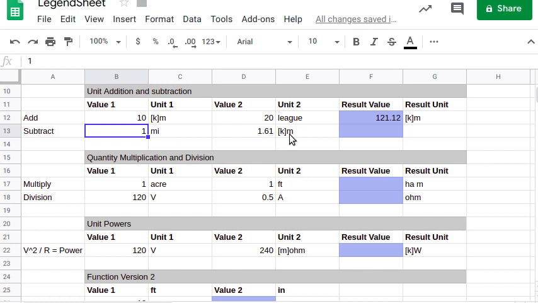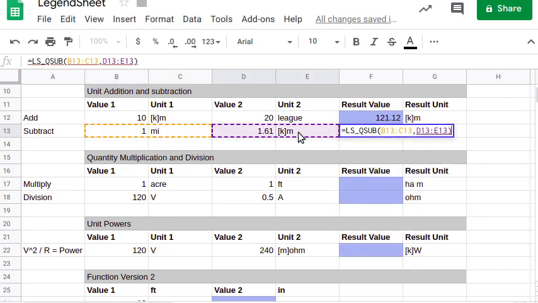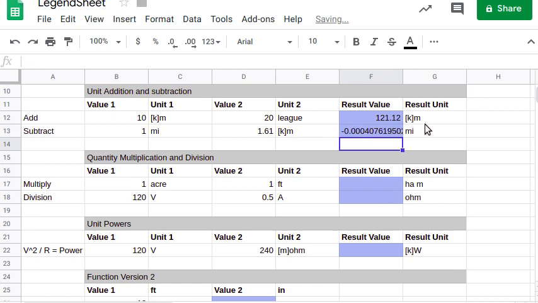Here I have two units that should be pretty close together. If I were to tell someone how big is a mile in kilometers, I'd tell them 1.61 kilometers. So let's see exactly how close those are. So using the LSQ sub function, I can do the same thing here, and I can see, yeah, there's almost 0 miles of difference between those two.